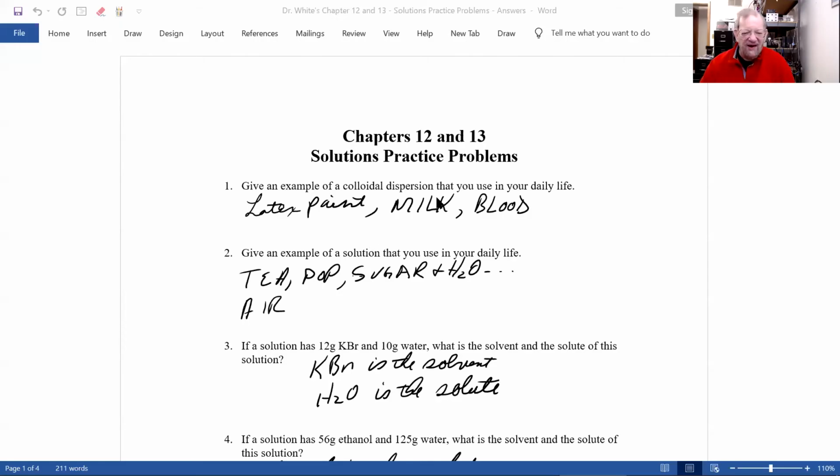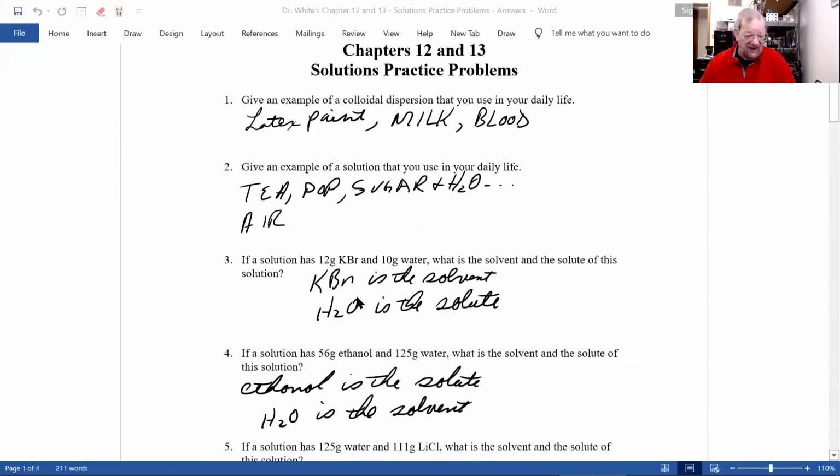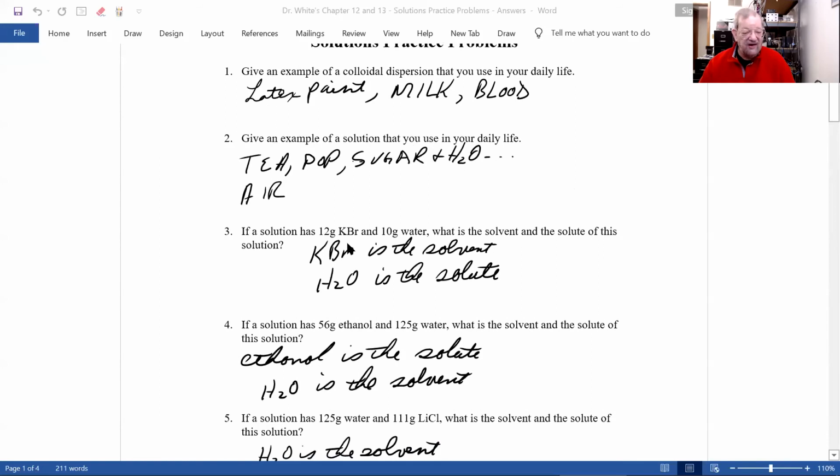Give an example, and this is in the solutions chapter, of a colloidal dispersion: latex paint, milk, blood. Give an example of a solution in your daily life: tea, pop, sugar and water. Here are examples. If a solution has 12 grams of KBr and 10 grams of water, what's the solvent? What's the solute? The solvent is the component of a solution present in the greatest amount, KBr, and the other component or components are solutes, in this case, water.